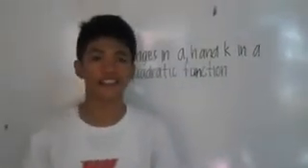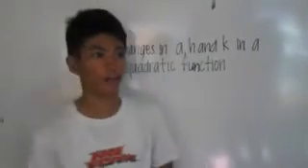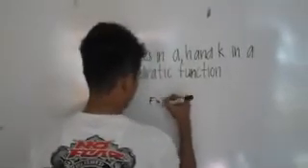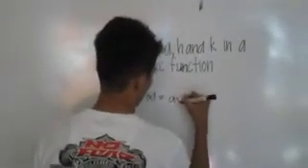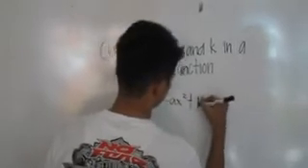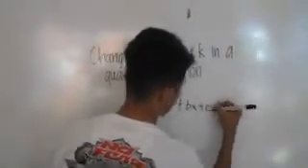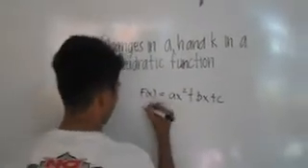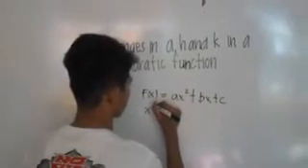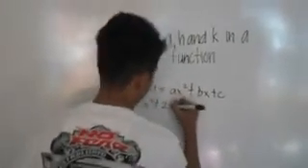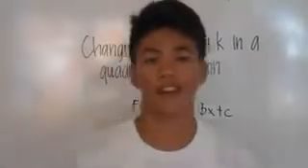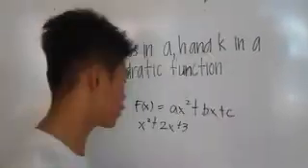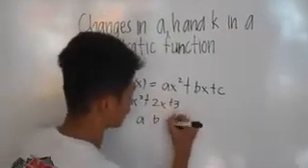Hello, my name is Kenneth Pipinto and I'm here to discuss changes in a, h, and k in a quadratic function. The quadratic function is f of x equals ax squared plus bx plus c. And I'm going to give an example: x squared plus 2x plus 3. And I will find the a, b, and c.